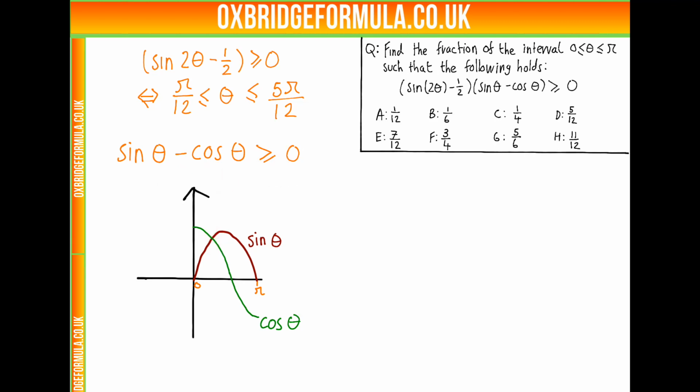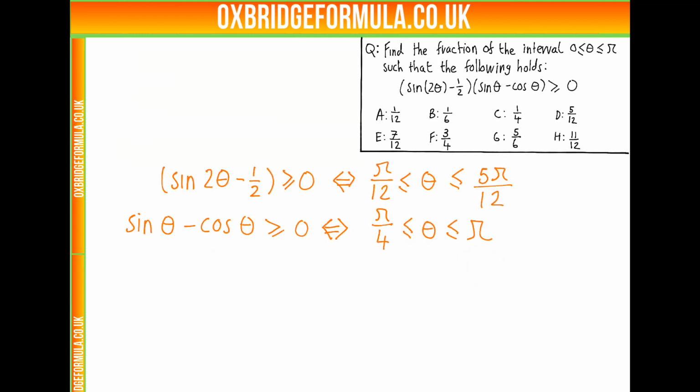You'll probably know that sin theta equals cos theta when theta equals pi over 4. The other way to deduce this is to remember that tan pi over 4 is 1. So we know that this is pi over 4, and so for theta between pi over 4 and pi, this holds. So we've got these conditions for when these two things are greater than or equal to 0, and from here, if we just carefully tally up when each thing is positive and negative, we can work out when this is positive, and we're done.